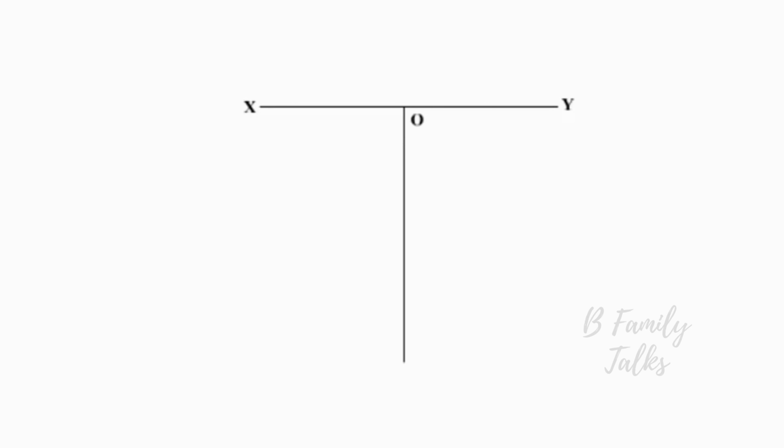Draw a line perpendicular to XY. On the perpendicular line, mark point d 40 millimeters below XY, that is the top view. On the same perpendicular line, mark point D dash 30 millimeters below XY, that is the front view. Erase the unwanted lines. The points D dash and d are the projection of the point D in the fourth quadrant.